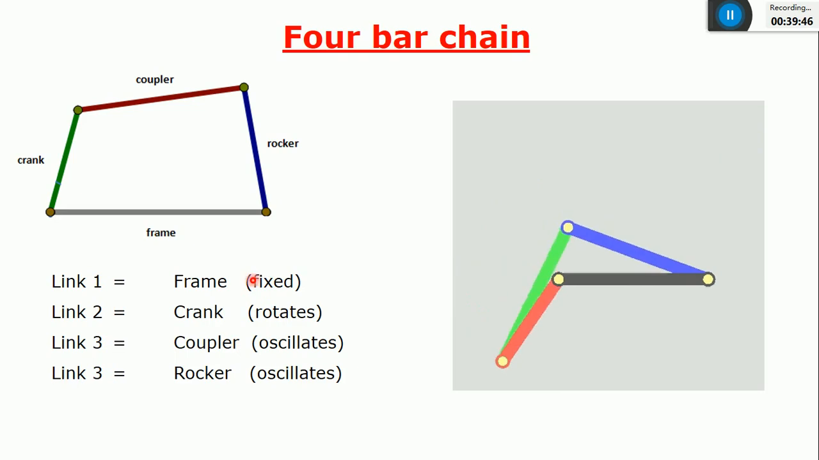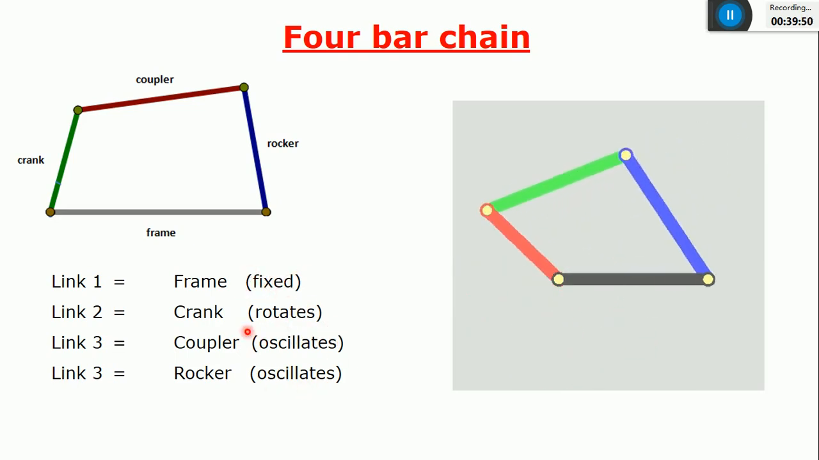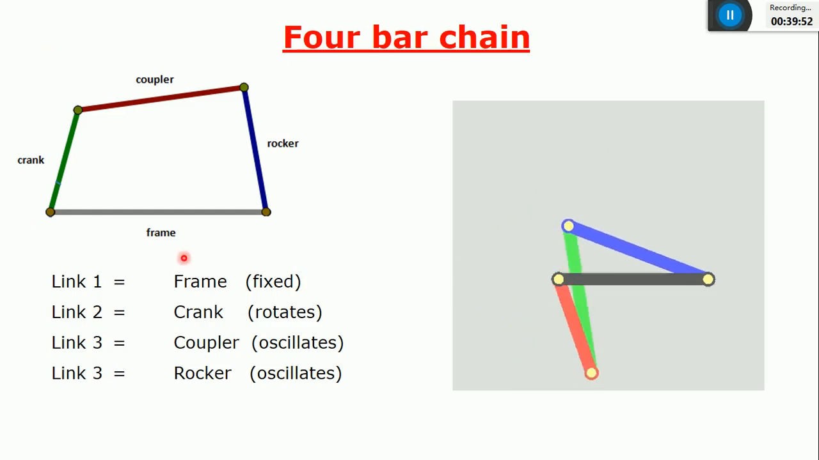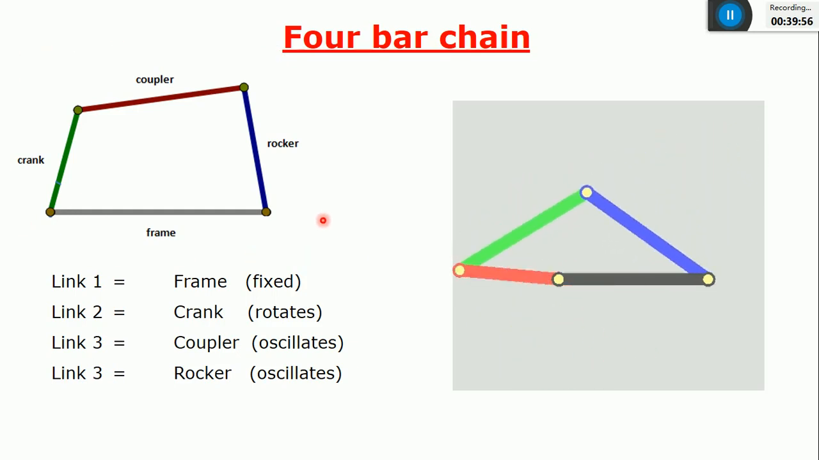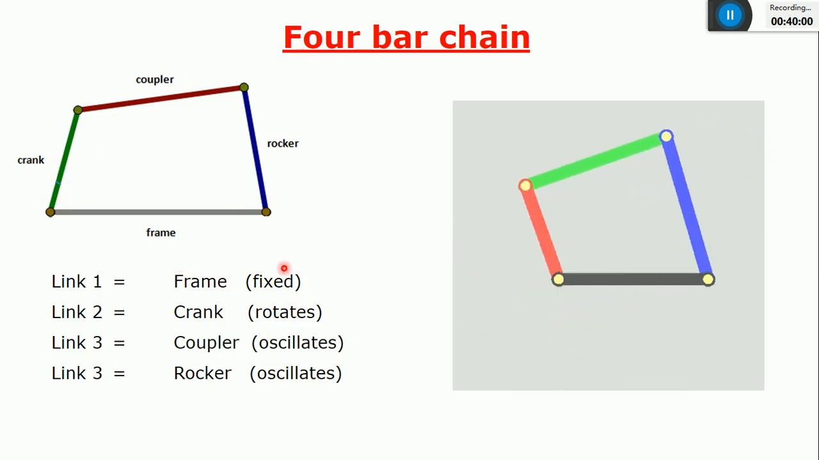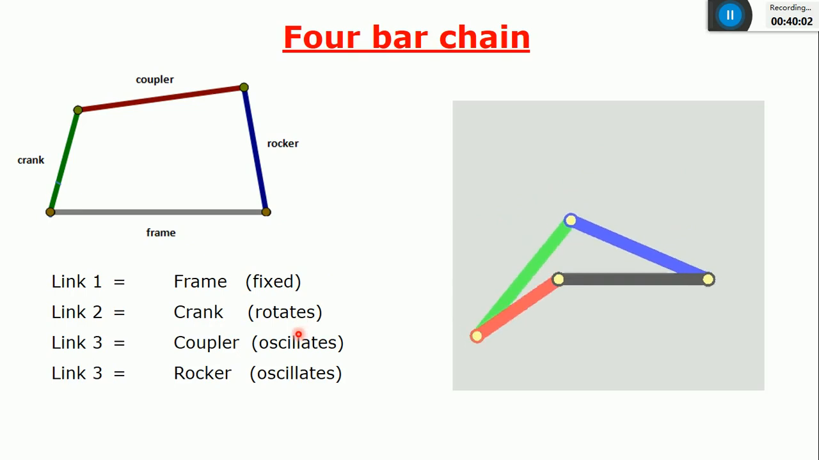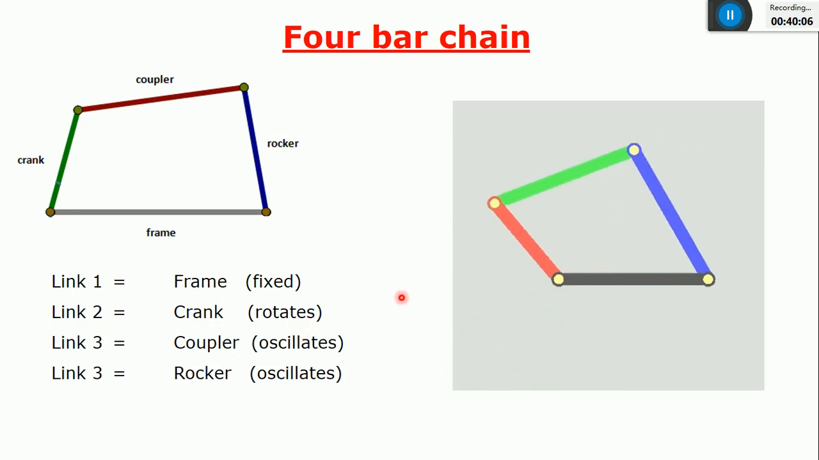In the bracket I have mentioned the kind of motion: fixed, rotating, oscillating. Based on this only, you'll be having problems in the second model and the third model. Please remember the namings and what the position is: fixed, rotating, or oscillating. Okay, no problem, just take it down.